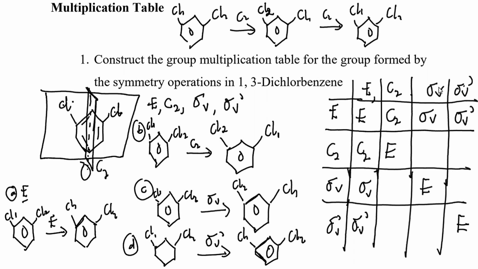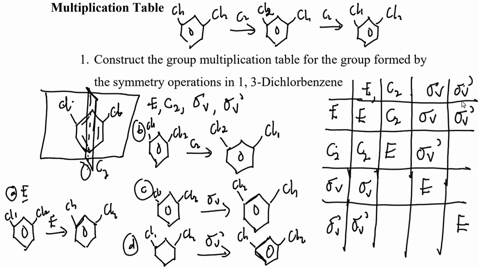Now let's look at this multiplied by this. Sigma v is this, with C2 and then chlorine 1. When we now multiply it with C2, C2 will cause this to change; this will come here and this will come here. So we have Cl1 and Cl2, which is more or less like sigma v prime. So multiplication of these two will give sigma v prime.